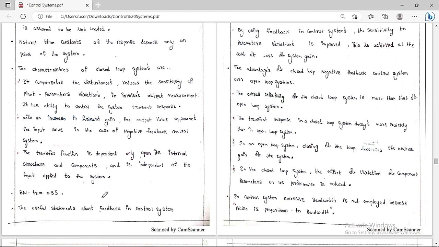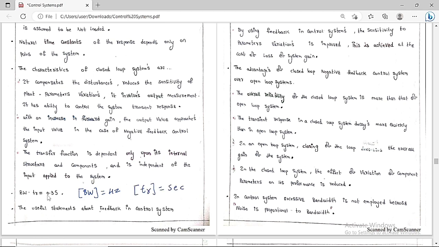Now the next point is that bandwidth into rise time is always equal to a constant, and its value is 0.35. Rise time is in seconds and bandwidth is in hertz. Hertz means 1 by second, so the 1 by second cancels. So the unit of bandwidth is hertz and the unit of rise time is seconds.